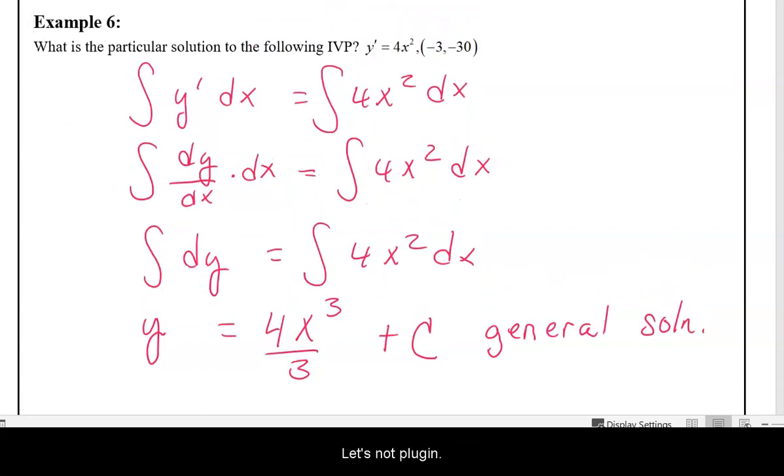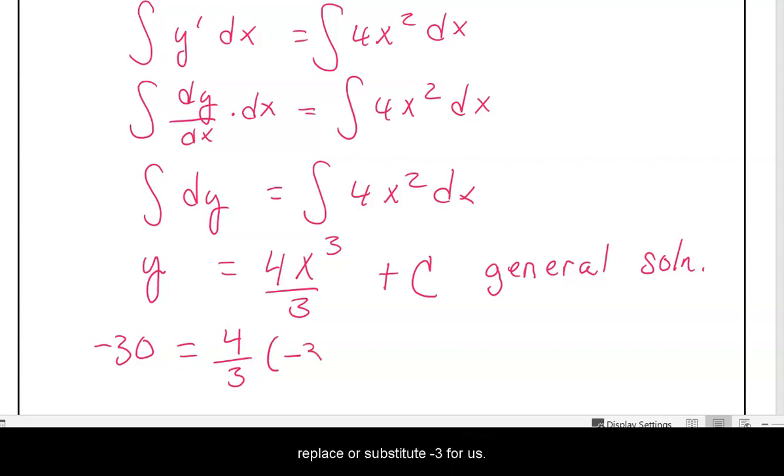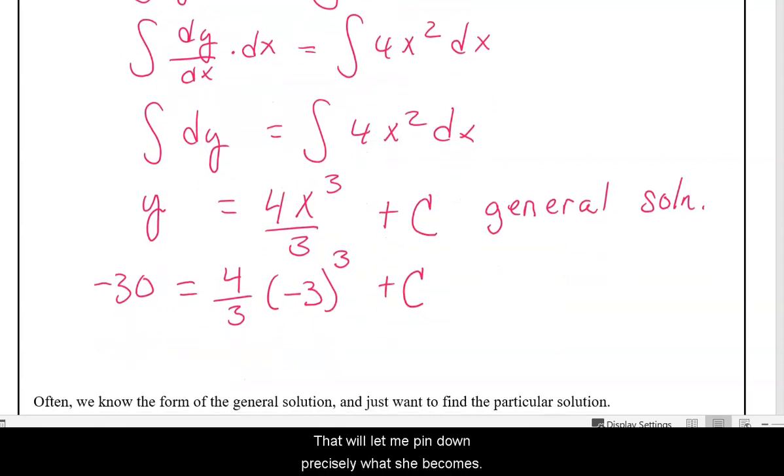Let's now plug in our initial value, -3, -30, into the equation so that we can pin down what the value of c is going to be. This tells me that since y is -30 when x is -3, I can substitute -3 for x. That will let me pin down precisely what c becomes.